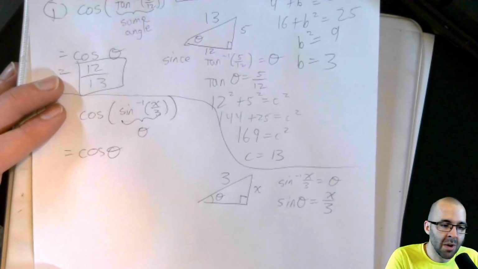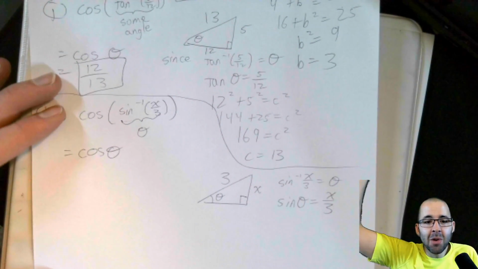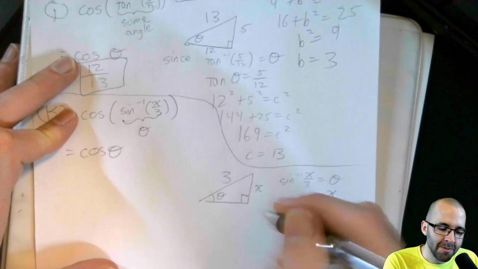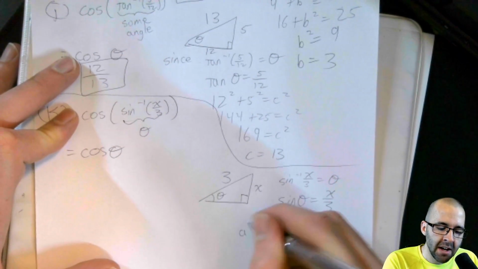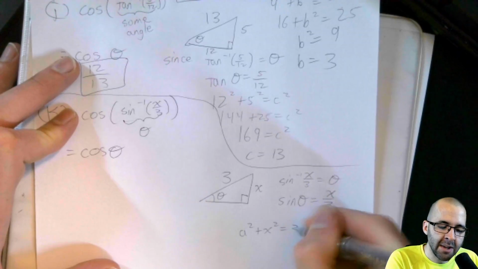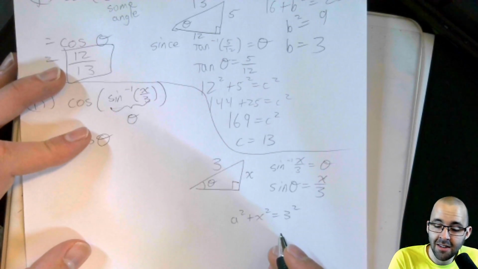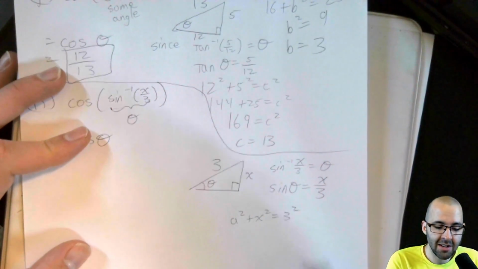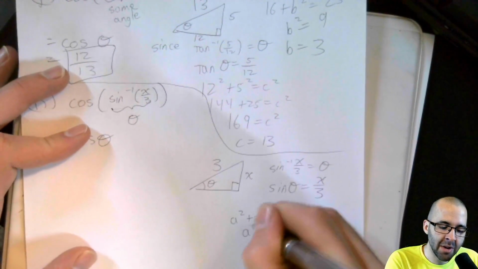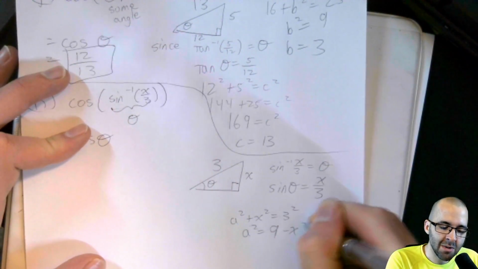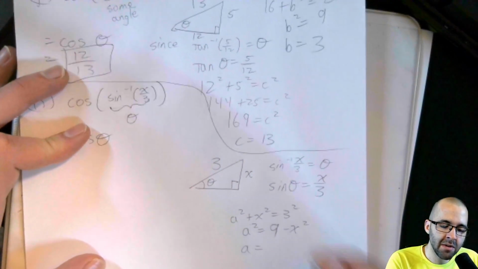Well, we don't know the adjacent. What are we going to do? What we've been doing for the last two problems. We're just going to use the Pythagorean Theorem. All right. So let's call this a. a squared plus x squared equals 3 squared. And you might feel a little nervous. We got multiple letters here, but it's okay. We're just solving for a squared. So we need to subtract that x squared over. We're going to get a squared equals 3 squared is 9, 9 minus x squared. Take the square root.